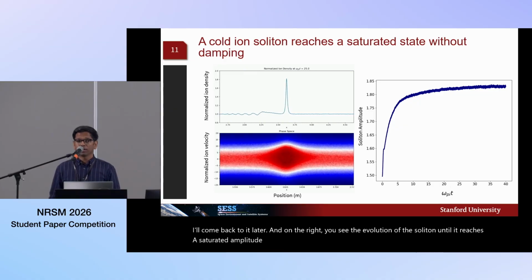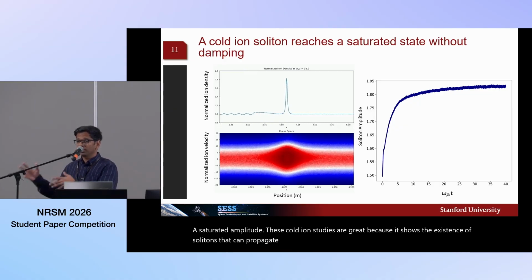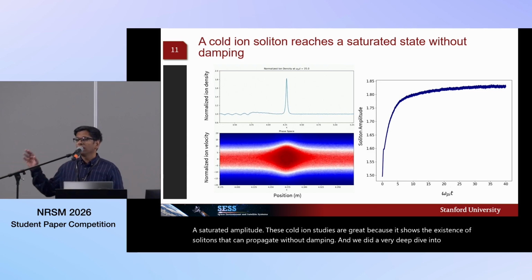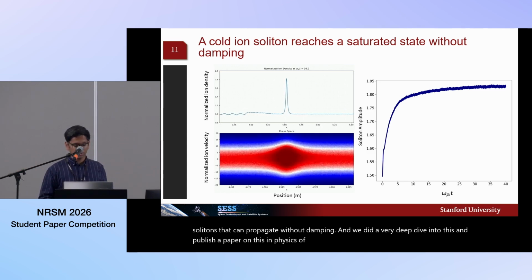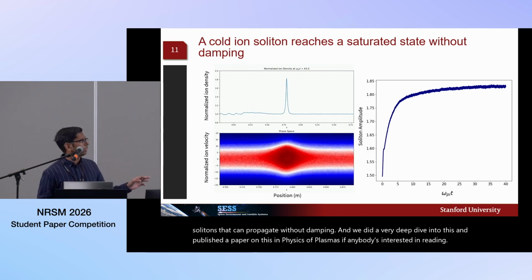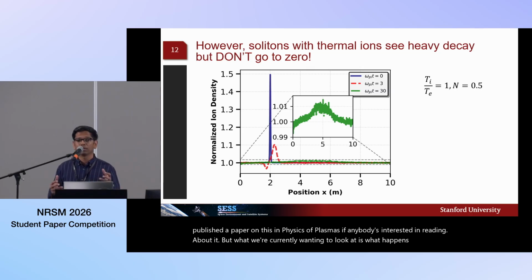These cold ion studies are great because they show the existence of solitons that can propagate without damping, and we did a very deep dive into this and published a paper on this in Physics of Plasmas if anybody's interested in reading about it. But what we're currently wanting to look at is what happens when you have thermal ions.